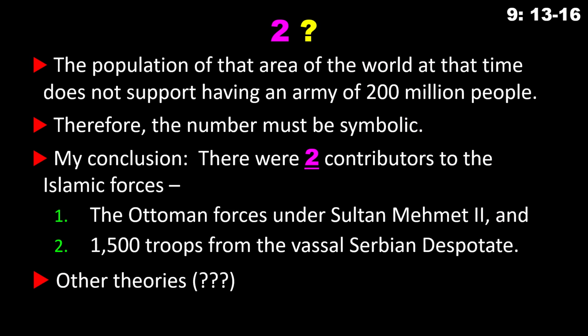My own conclusion is that there were two contributors to the Islamic forces against Constantinople. They were first the Ottoman forces, and second, there were 1,500 troops from the vassal state of the Serbian despotate. I'm sure there are other theories about the meaning of the 200 million or the number 2.